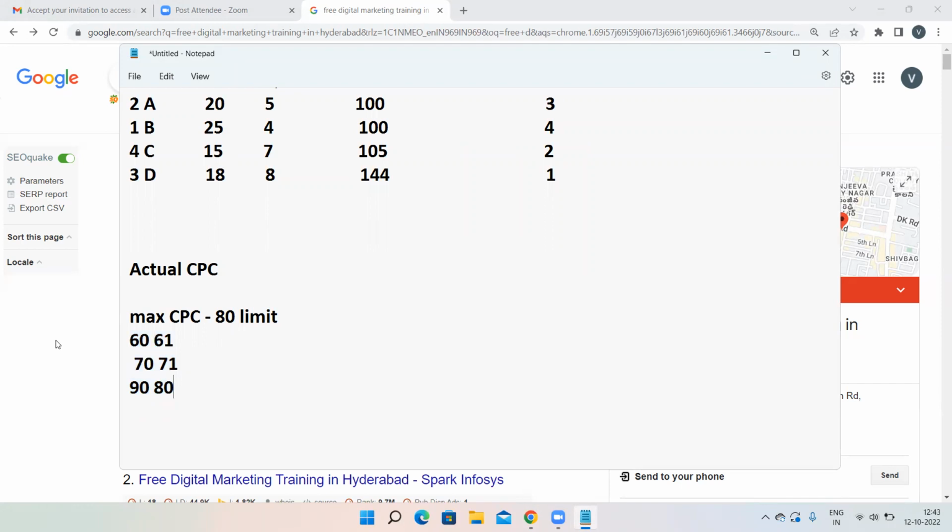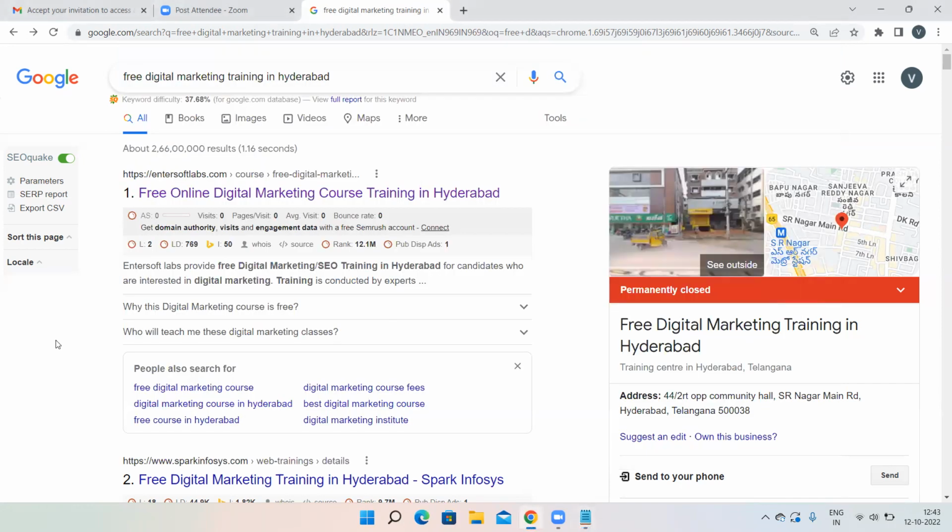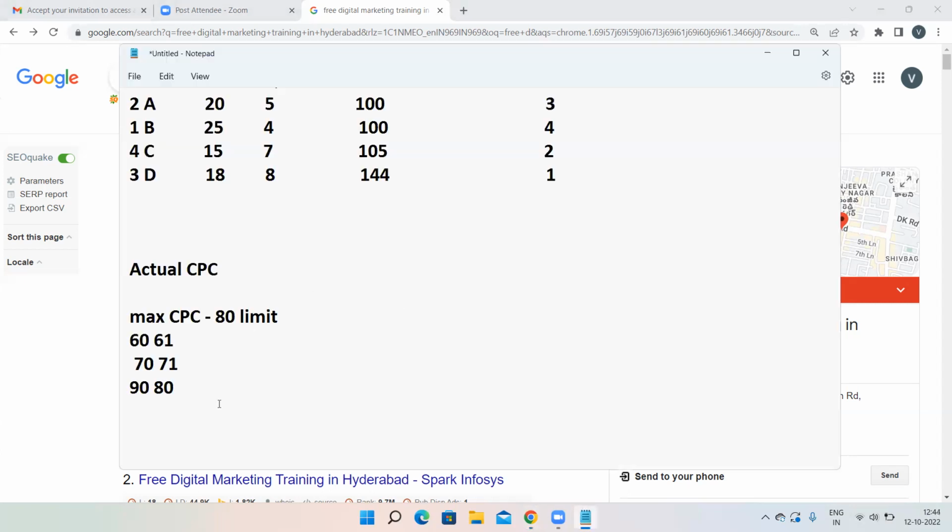Now let us talk about actual CPC. Max CPC is the limit. From 0 rupees to 80 rupees might be deducted. But actually for one click, how much amount is going to be deducted? That is what we are going to learn now. Now again, let us assume there are a few competitors.